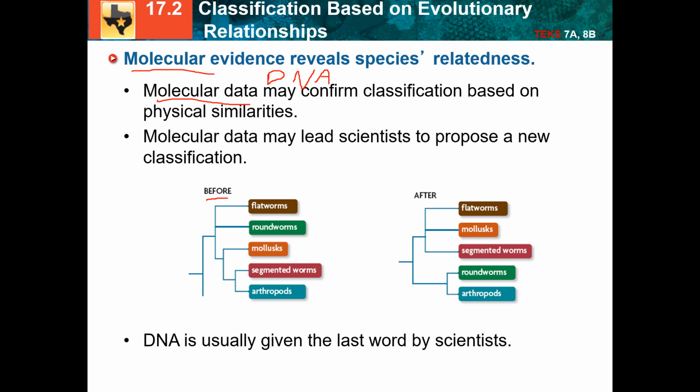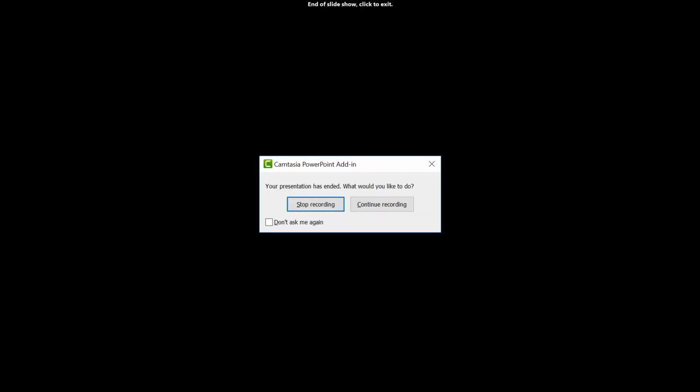And DNA is given the last word by scientists. DNA is the end-all be-all when it comes to making these cladograms. It doesn't matter if you think the roundworm and the flatworm just look alike and they should be in the same clade. What the DNA evidence says is that flatworms and mollusks, that's the way to go. They're a clade. Okay, that'll do it.